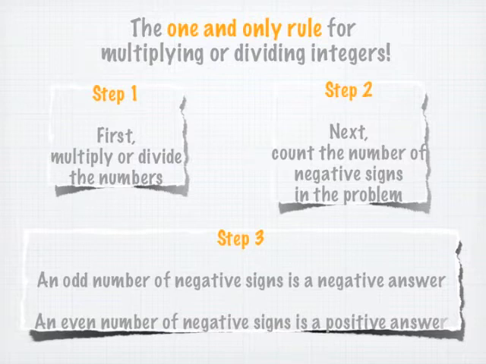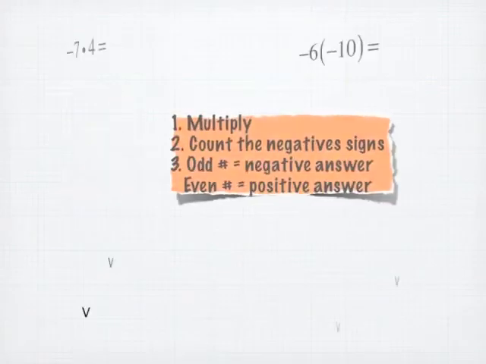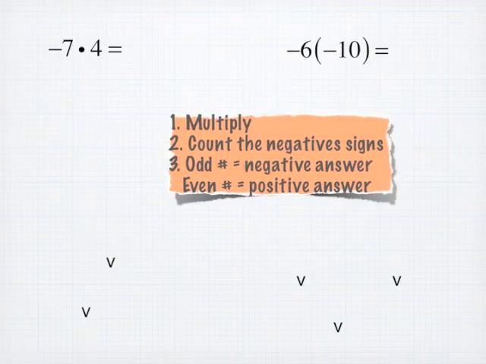Let's practice how this works. I'm going to do step 1 for you, and I want you to do steps 2 and 3. We know that 7 times 4 is 28. Will it be positive or negative? That's right, negative. Why? Because there is one negative sign, which is an odd number. Next, 6 times 10 is 60. Do I have an odd or even number of negative signs? Did I hear you say even? So my answer is positive 60.